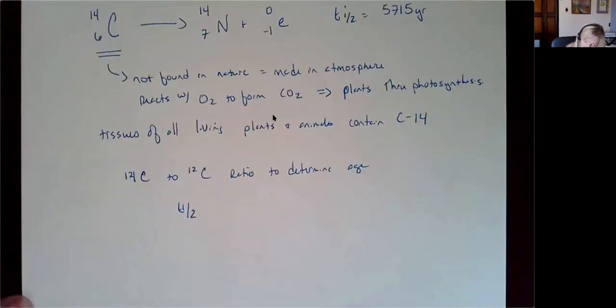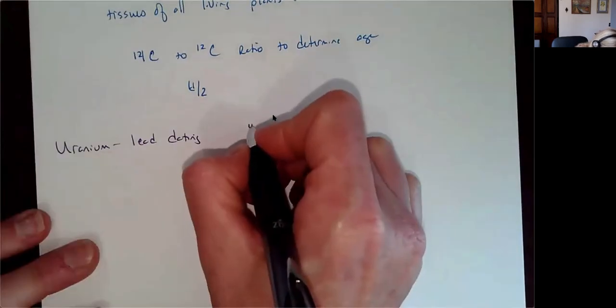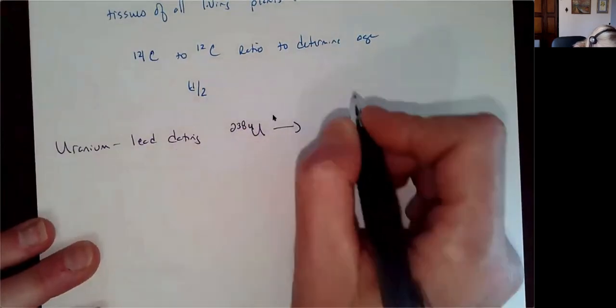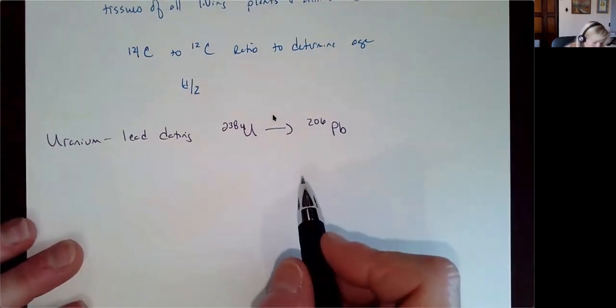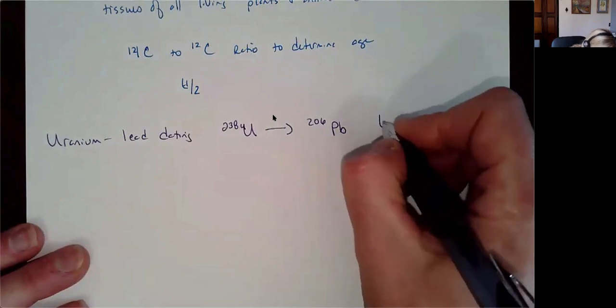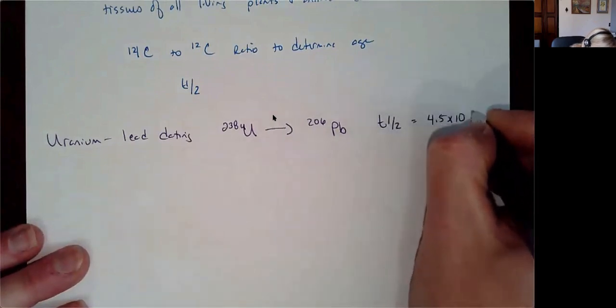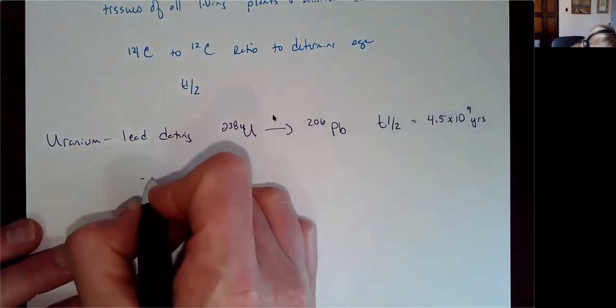The other one is uranium-lead dating. And this is the process here where uranium goes to lead, and we said that this is a decay series, so this happens in many, many steps. The half-life for this is 4.5 times 10 to the 9 years. So this is useful for prehistoric things.